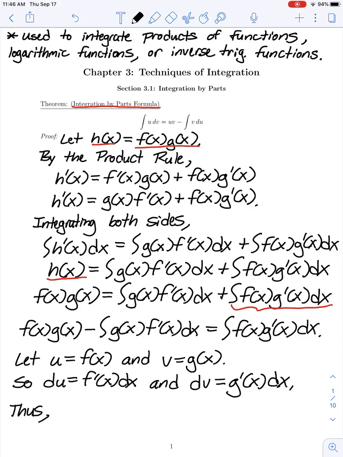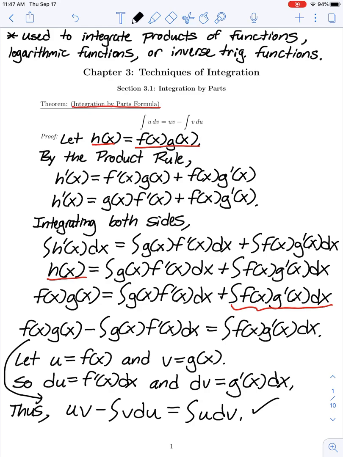So looking at our formula from the line above, if I rewrite this in terms of u and v, this says u times v minus the integral of v times du is equal to the integral of u times dv. And this is the formula that was given in our theorem. This is known as the integration by parts formula.